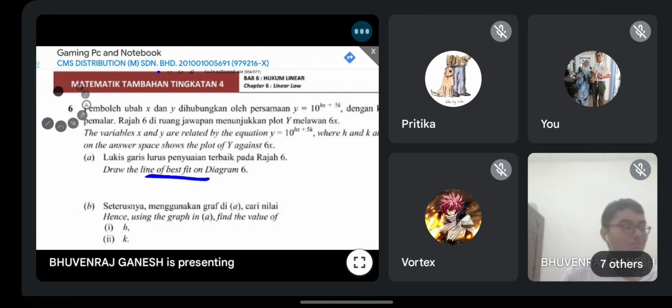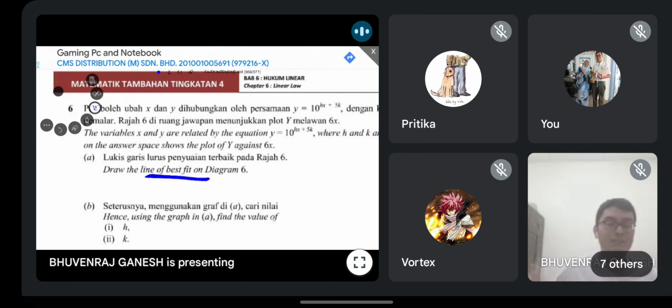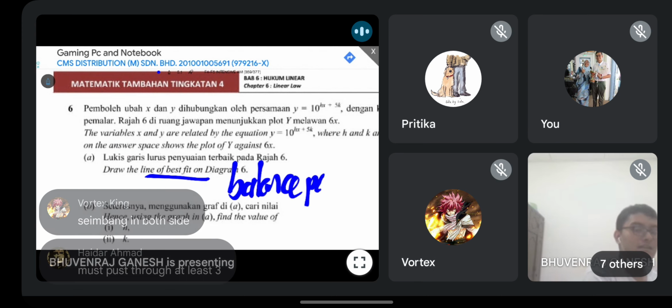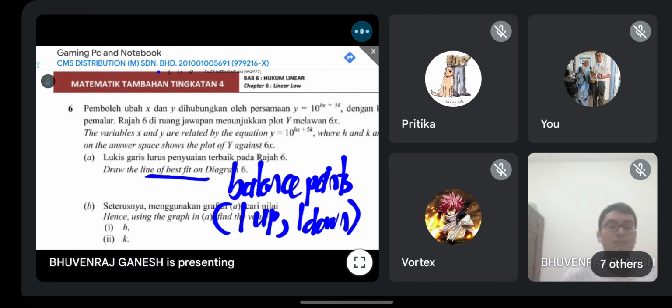Okay, so now you have to draw the best fit line. So basically, guys, can you tell me, let me ask you first, what is the characteristic of best fit line? Apa ciri-ciri garis lurus penyuaian terbaik? Can anyone tell me? Yes, balance points. This is the first characteristic. Means basically, guys, it means one up, one down. Satu boleh atas garis, satu boleh bawah garis. Must be balanced. Okay, must pass to at least 3.